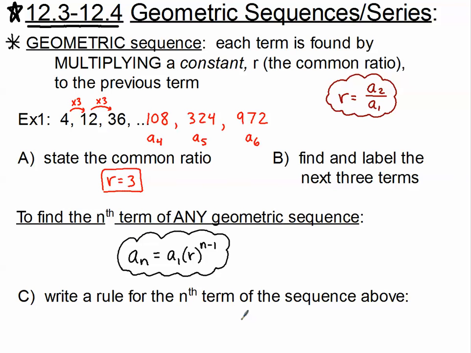If I wanted to complete part C, it says write a rule for the nth term of the sequence above. So we're still talking about example number 1's sequence. If I'm writing a rule, all I need to do is plug into this formula. So a sub n, my rule, is going to be my first term, which is 4, times my r, which we found was 3, raised to the n minus 1 power. And that is the rule for that geometric sequence.